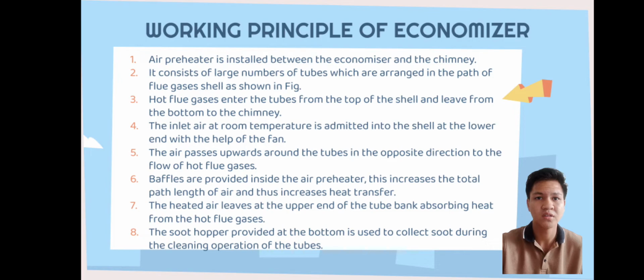Number six, baffles are provided inside the air preheater. This increases the total path length of the air and thus increases the heat transfer. Number seven, the heated air leaves at the upper end of the tube bank, absorbing heat from the hot fuel gas. A soot hopper provided at the bottom is used to collect soot during the cleaning operation of the tube.